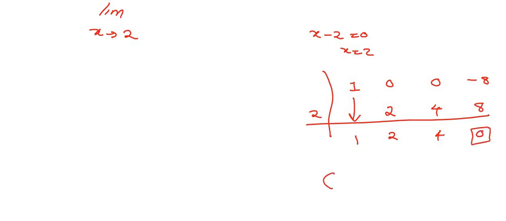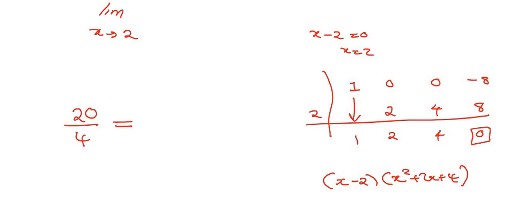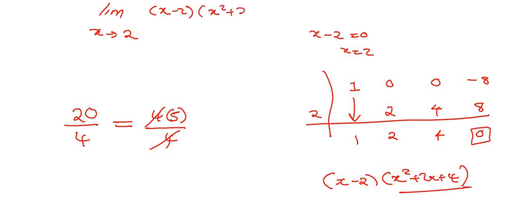So we are saying the polynomial that we had is equivalent to x minus 2 times x squared plus 2x plus 4. It's like I give you 20 over 4. 20 is the same as 4 times 5. I write something like this because I just want the 4 and the 4 to cancel. So it's the same even here: x minus 2 on top. I write this quotient, which is x squared plus 2x plus 4, then down I'm having x minus 2.